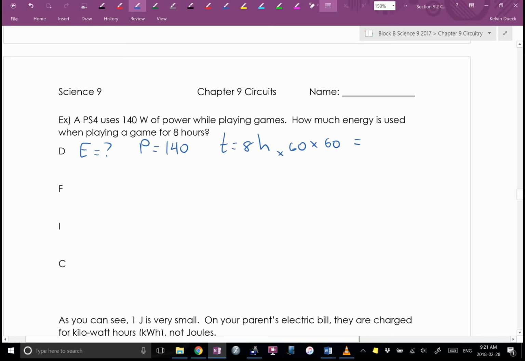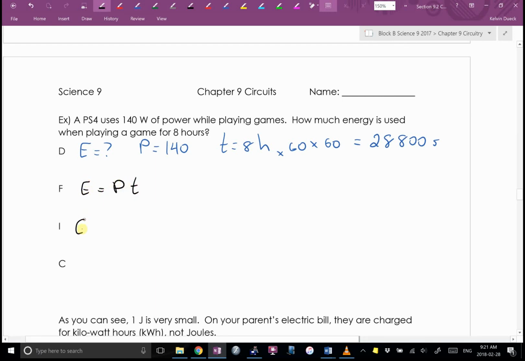But if you ever blank out or you don't have your formula sheet handy, I just figured out a way that knowing what you've already memorized, you can figure it out. What is 8 times 60 times 60? 28 what? Somebody read it out. 28,800 seconds. Quentin, what are they trying to find? Can you give me an equation for energy that has a P and a T in it and has the E by itself? E equals P times T.